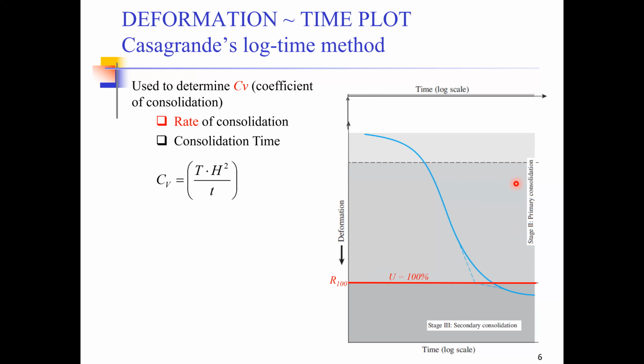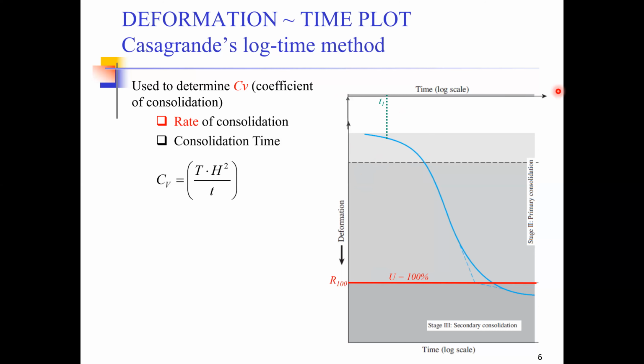So we have separated the secondary consolidation from the primary consolidation, but now our goal is to separate this primary consolidation from stage number 1. So how can we do that? In order to do that, in this first part of the graph, we take any arbitrary point.